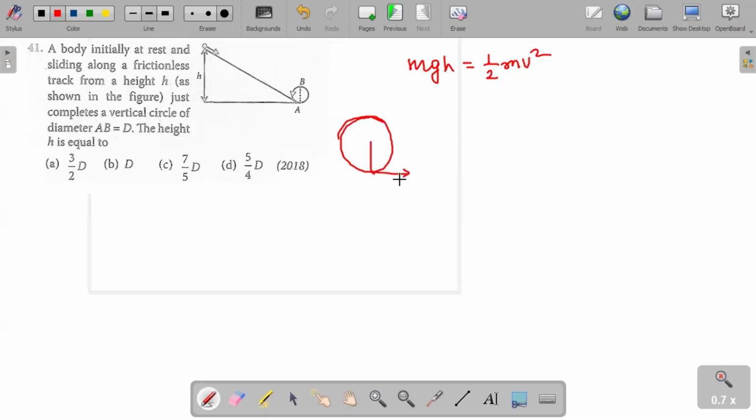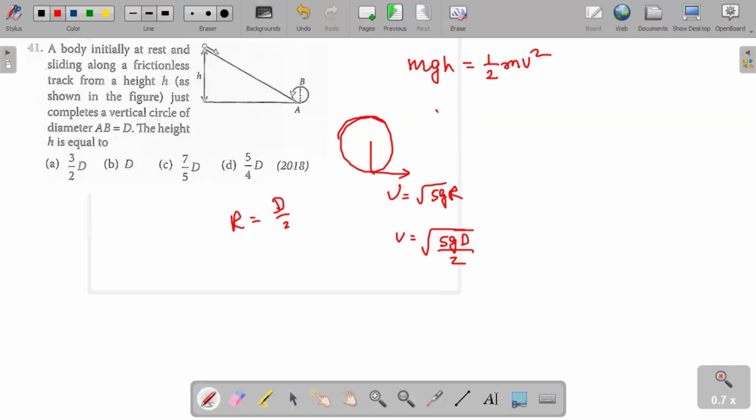the velocity at the lowest point will be, suppose it just completes the round, root of 5gr. So the final velocity is equal to root of 5gr. What is r? r is equal to diameter by 2. So in this velocity, it becomes root of 5g d by 2.